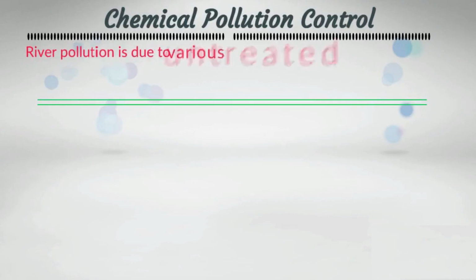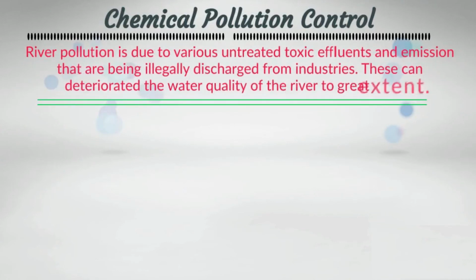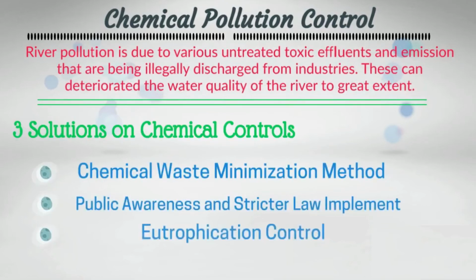River pollution is due to various untreated toxic effluents and emissions that are being illegally discharged from industries. This can deteriorate the water quality of the river to a great extent. I will explain to you the three methods of chemical pollution control. The first one is the chemical waste minimization method. The second one is eutrophication control, and lastly is public awareness and stricter law implementation.